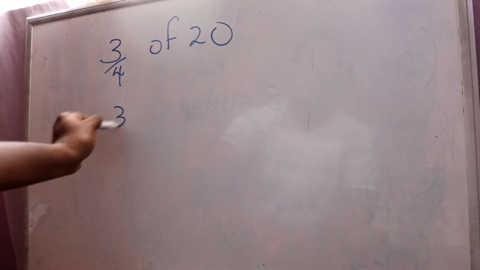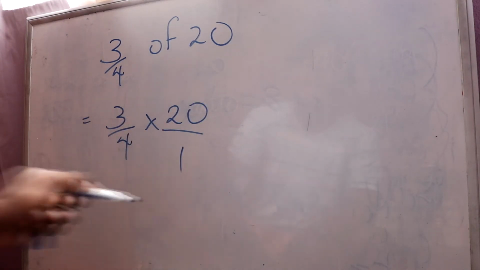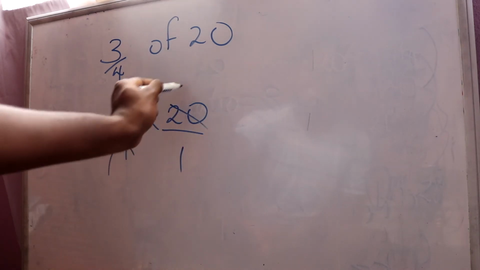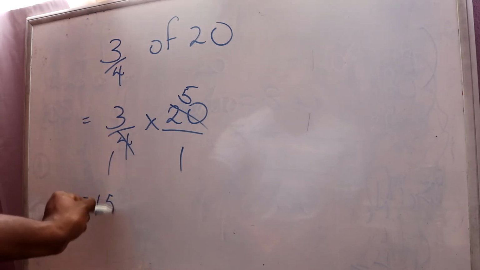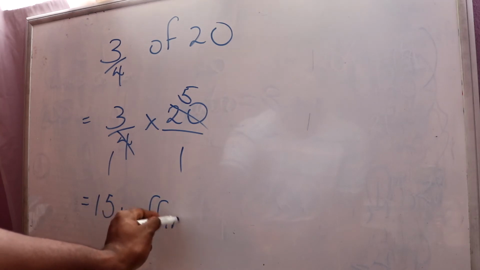That gives us 3 over 4 multiplied by 20 over 1. You can cancel: 4 into 4, 1; 4 into 20, 5. 5 threes are 15. So 15 muffins were there.